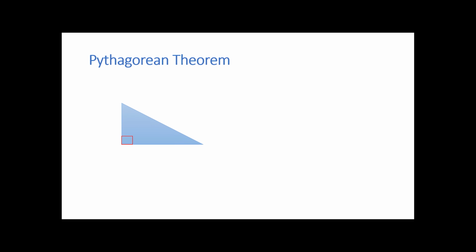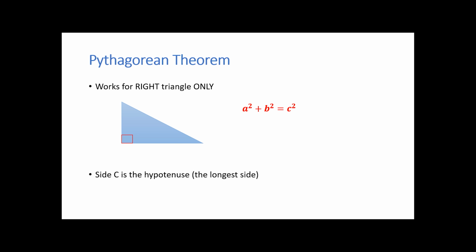Pythagorean theorem works for right triangles only. So where a squared plus b squared equals c squared, that's the rule, that's the theorem. Side C is the hypotenuse, the longest side. Sides A and B are the two legs.